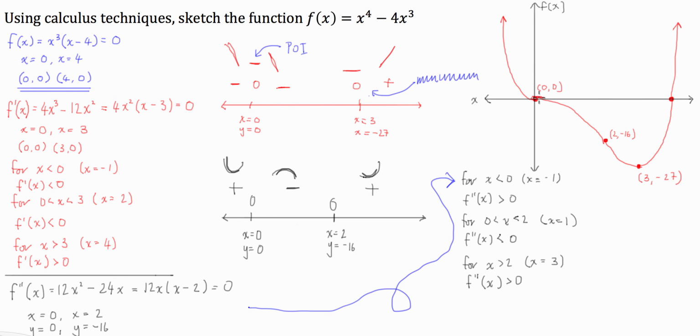You can see that this is a point of inflection as well as a 0 gradient. We have another point of inflection where it goes from concave down to concave up at 2, negative 16. We have an absolute minimum at 3, negative 27, and another root at 4, 0. So what we've done here is we've used calculus to determine the shape of this graph, and we've identified its key points. So I hope this video helped, and I'll see you again next time.